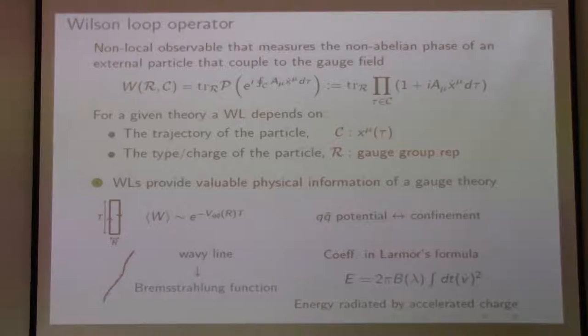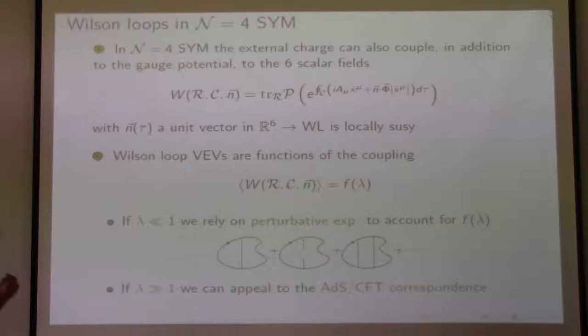But as I said, here I was talking about Wilson loops in general, but I'm going to be working in N=4 super Yang-Mills. In N=4 supersymmetry there is the possibility of finding another kind of Wilson loop. In addition to the gauge fields, you also have scalar fields in the representation of the gauge group. So you can imagine defining a Wilson loop that represents an external particle that not only couples to the gauge fields but also couples to the scalars. So then you have this other Wilson loop you can consider.